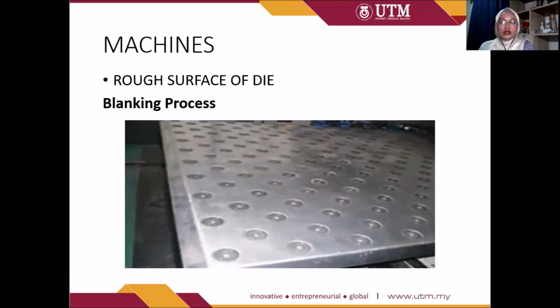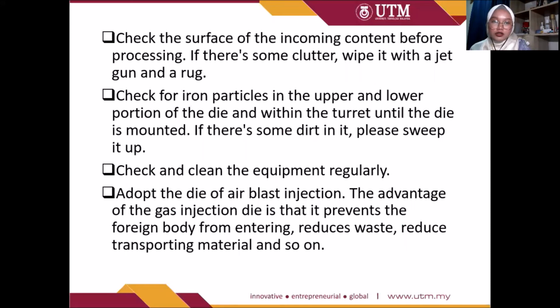And the next one is blanking process. As you can see in the picture, there are so many impurities in this machine and that will cause a scratch. And the countermeasure is check the surface of the incoming material before the processing. Check with a gauge and a rod, and check for iron particles in lower and upper portion until the die is mounted. If there's some dirt, please clean it out. And check and clean the equipment regularly.